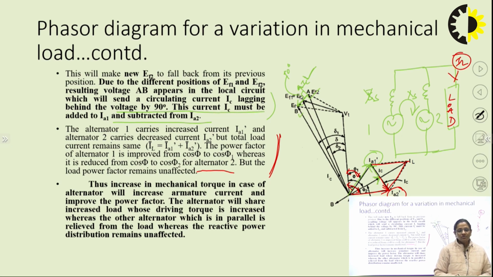The alternator whose driving torque is increased will share an increased load, whereas the other alternator, which is connected in parallel, is relieved from the load, whereas the reactive power distribution remains unaffected. The reactive power distribution will remain unaffected. Why so? Because there is no variation in the excitation.